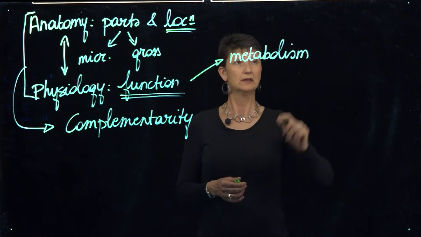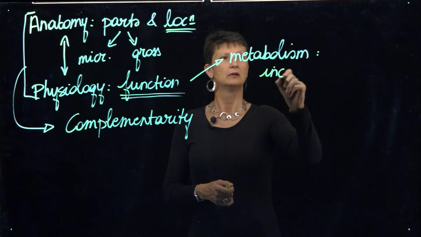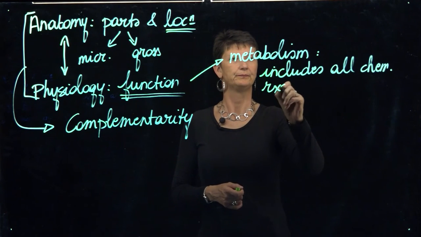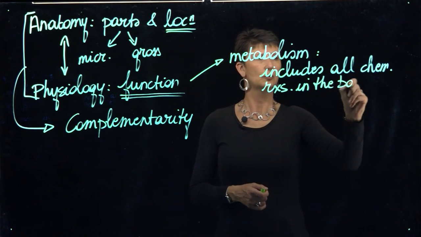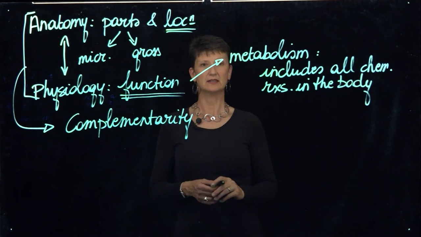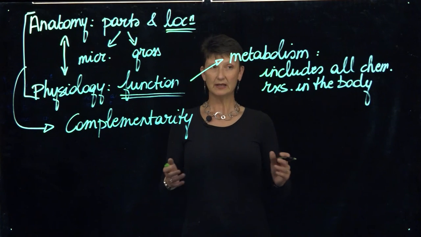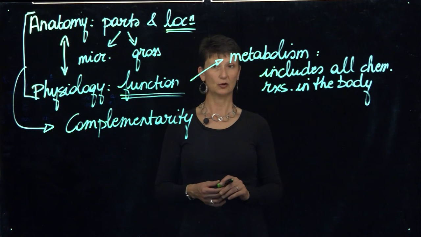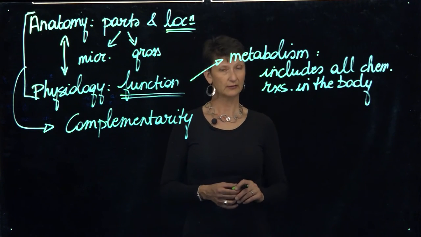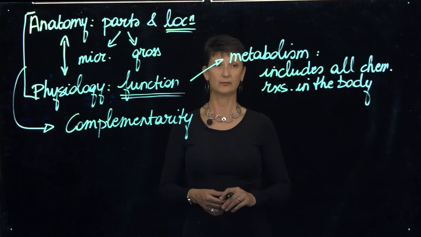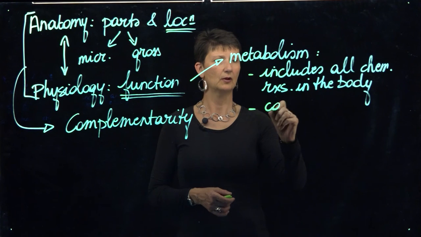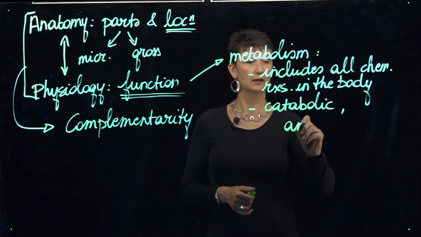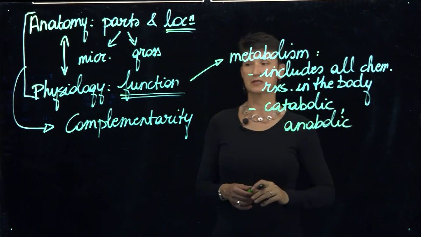What does metabolism mean? Metabolism includes all reactions in the body, all chemical reactions in the body. So notice that this definition does not say anything about the use of ATP or the making of ATP or the digesting of food. It is any and every chemical reaction that occurs in the body. We're going to be talking about a lot of chemical reactions this semester, and so they're all part of metabolism. And some of these reactions are catabolic, meaning they break down bigger products, or they are anabolic, they build products.